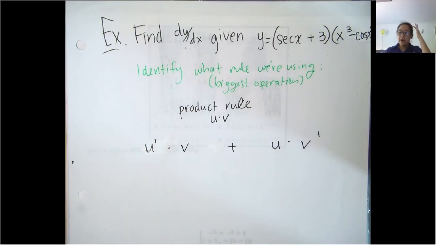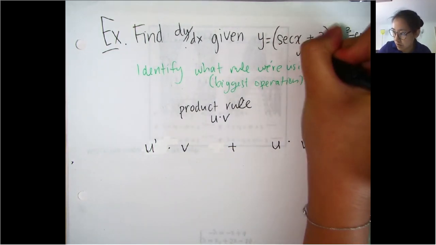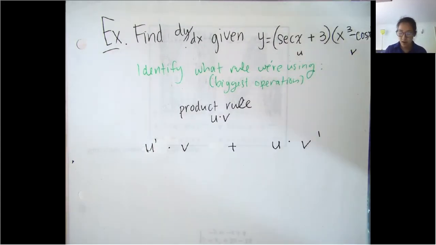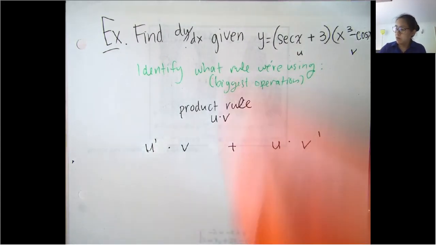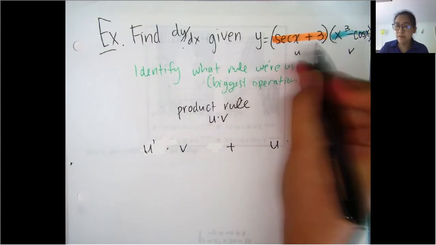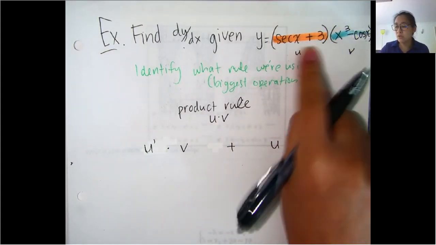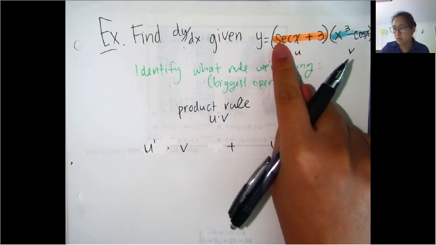Okay, so we'll go ahead and identify each of these parts as u and v. So we'll just say that this first entirety is going to be u, and the second entirety is going to be v. Okay, so this is u. This is going to be v. Okay, so for u prime, that would be the derivative of this. The derivative of this is going to be the derivative of each part because this is addition. So when you do addition, we're going to just take the derivative of each part separately.